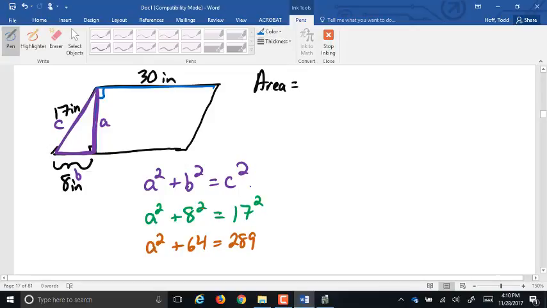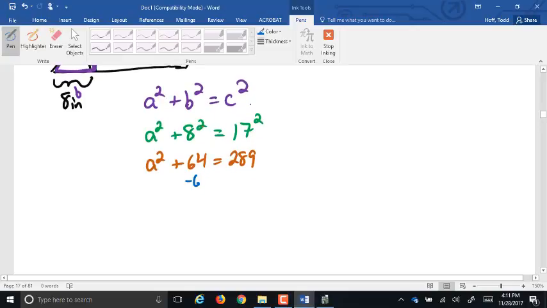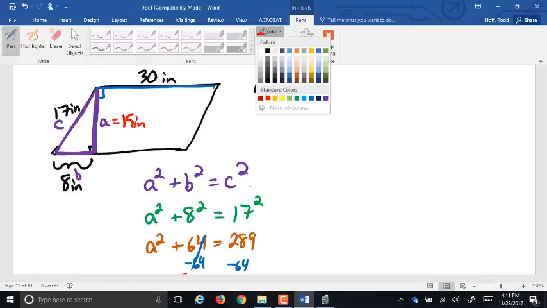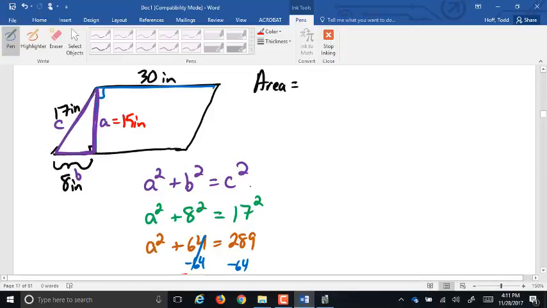Now, we'll solve that for A by first subtracting 64. So A squared is 225. And then we'll square root. So A is 15. So up in this figure, A here is 15 inches. So my area, I have 30 inches by 15 inches, which is 450. Remember, we also multiply the names. Inches times inches is inches squared.